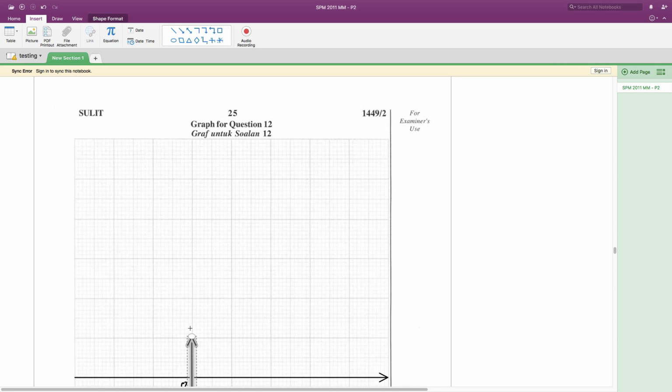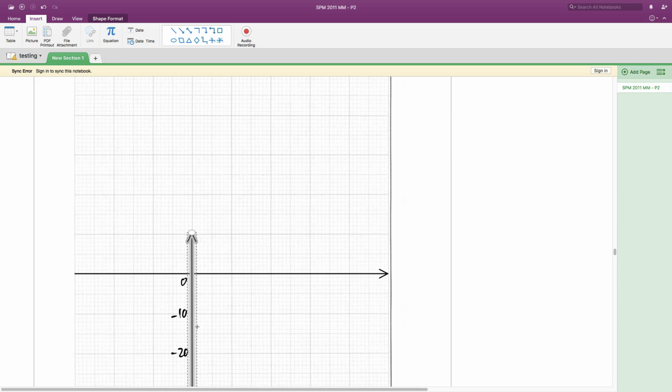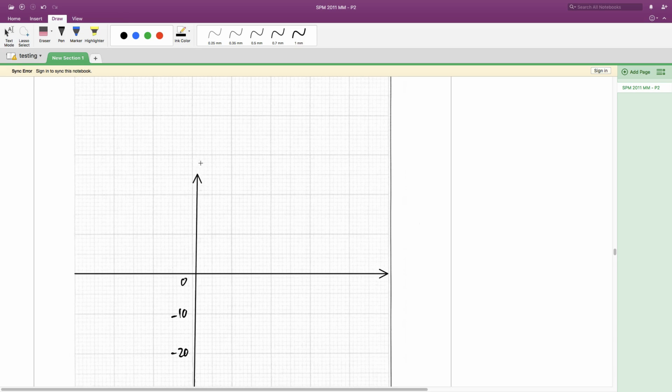Okay, let's see how to actually adjust the thing. The mouse doesn't seem okay. Oh, okay. Then can I actually make it longer? Yes, I can.